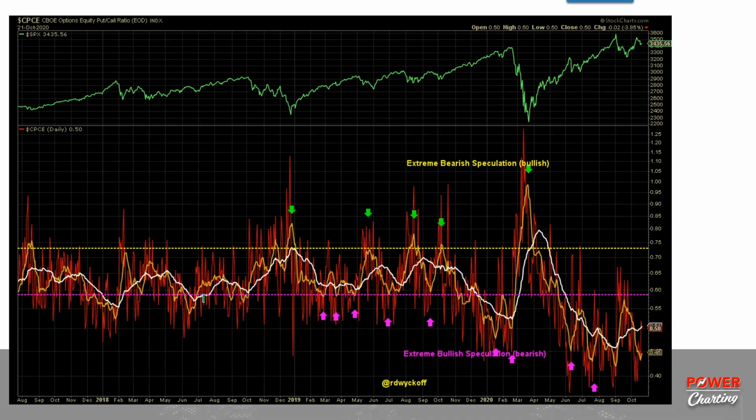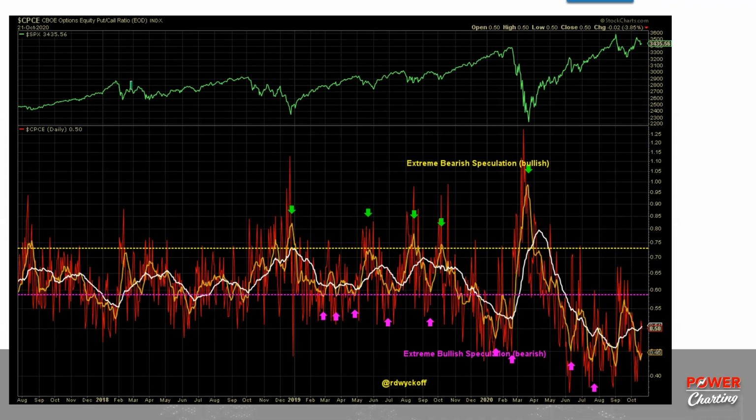This white line is a 35-day moving average of put calls. The gold line is 10-day. In both cases, you can see here that the ratio on a long-term basis is way below the levels, the extreme bullish levels of speculation going all the way back to 2017.